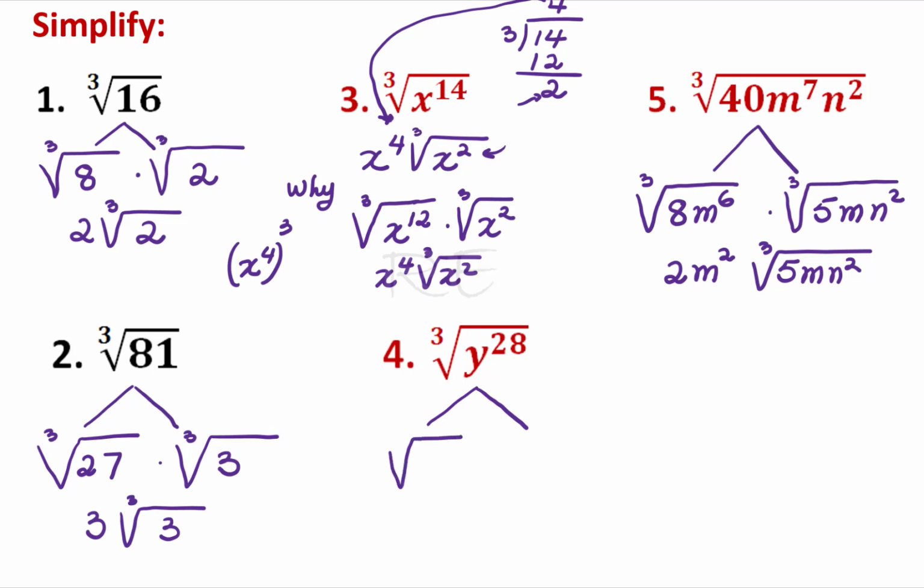Cube root of y to the 28th is equal to cube root of y to the 27th, which is the perfect cube, times cube root of y. 27 divided by 3 is 9, so our answer is y to the 9th times cube root of y.